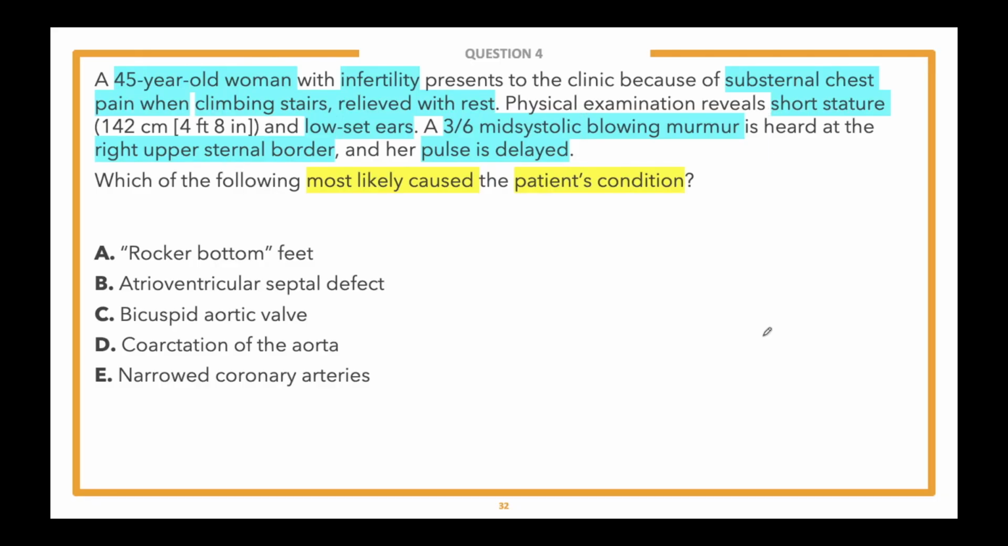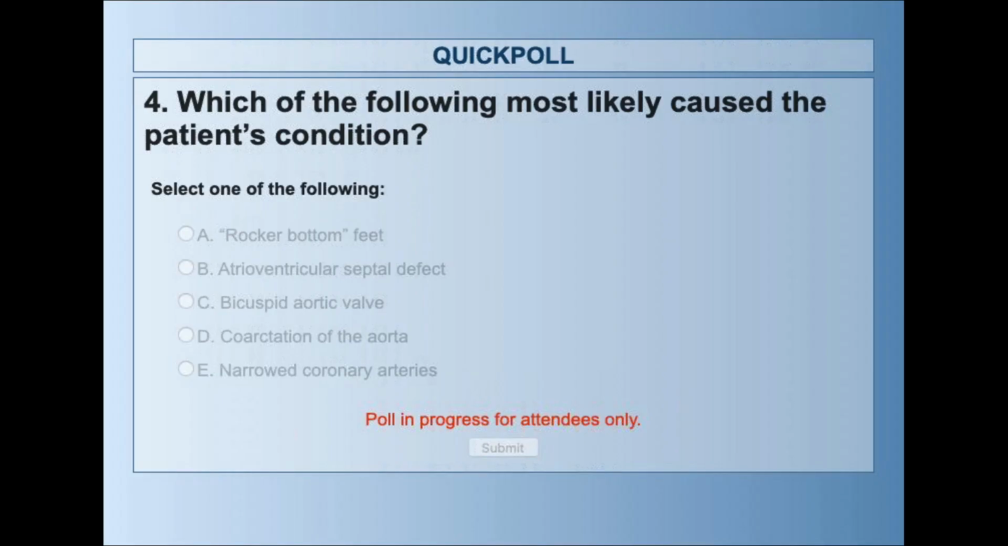Answer choice E, narrowed coronary arteries. D, coarctation of the aorta. C, bicuspid aortic valve. B, atrioventricular septal defect. And A, rocker bottom feet. So go ahead and select what you think most likely caused this patient's condition, and we'll talk about it in just a few seconds.